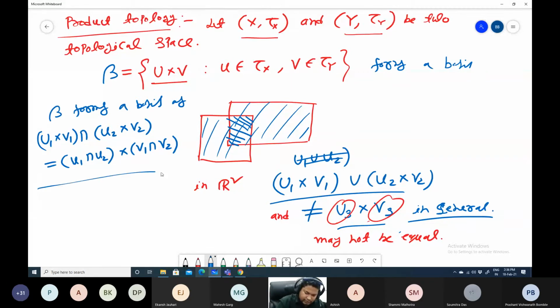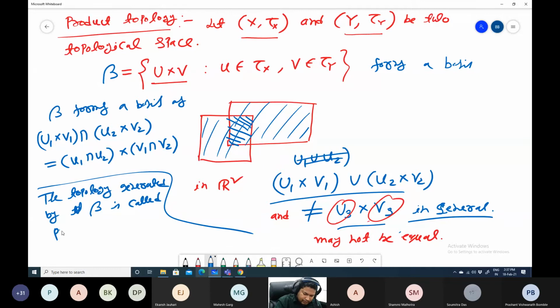Okay. Now the topology generated by this beta is called the product topology on X cross Y, because this is a subset of X cross Y. Okay, now do you understand what the product topology is? Now this forms a basis.